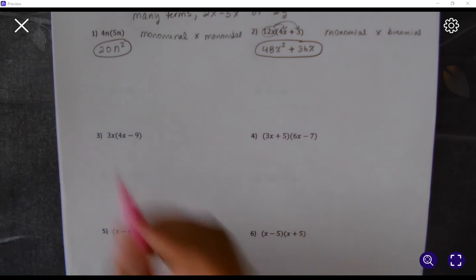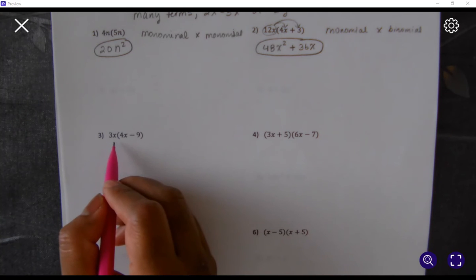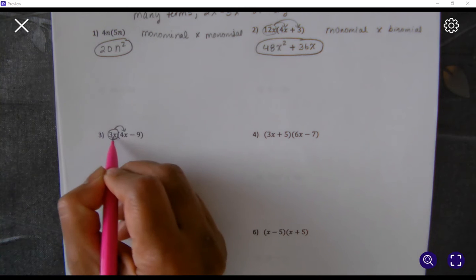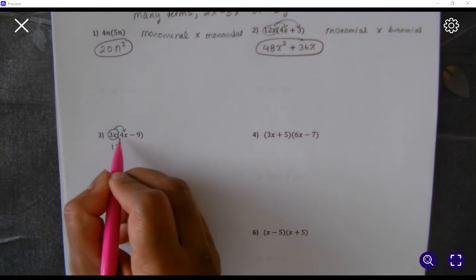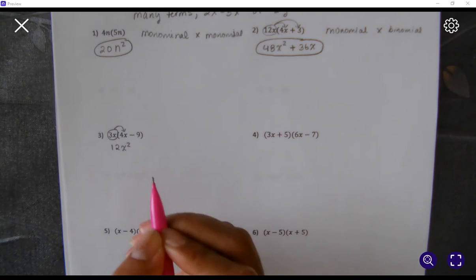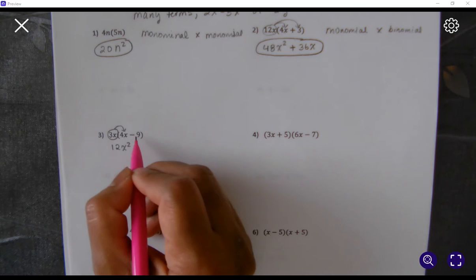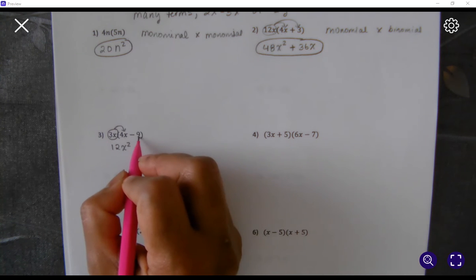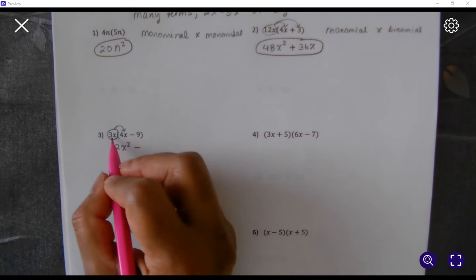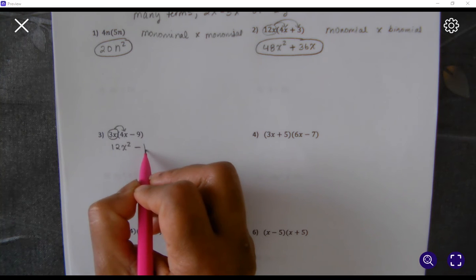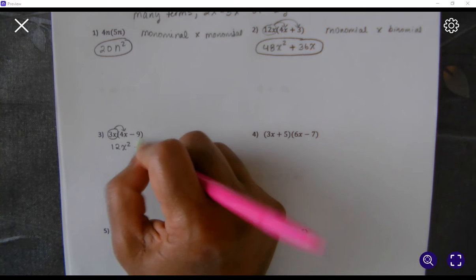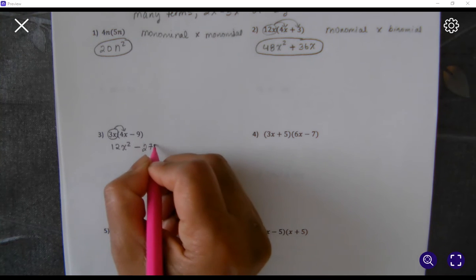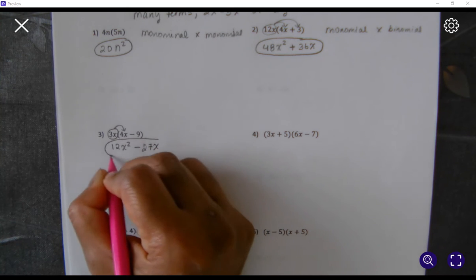Same thing here, we have a monomial times a binomial, so we're going to distribute again. So you have 4 times 3 is 12, and then you have x times x, which is x squared, and then 3 times negative 9, so I'm going to bring down the negative, because positive times a negative stays negative. 3 times 9 is 27. Then you have your x, and that's my final.